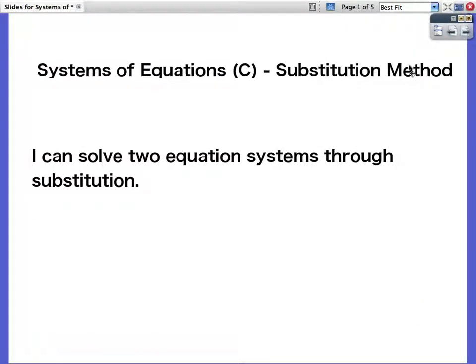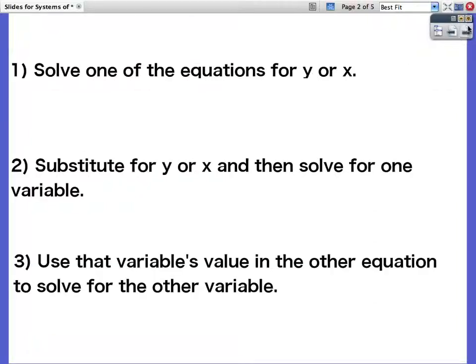Okay, so this is the third video for systems of equations, and we're just going to look at the substitution method. Your job, or I can statement, is to solve two equation systems through substitution. We've looked at the graphing method as a way of determining where the lines intersect. Now we're going to look at a way that doesn't require graphing at all. The graphing method could be used to check the solution, but it's not necessarily demanded.